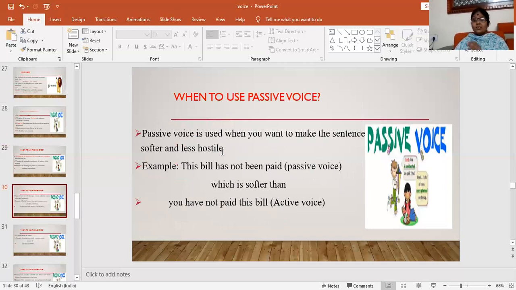Now, passive voice is also used when you want to make your sentence very soft. So look at this sentence. The bill has not been paid. I want to tell my son that the bill has not been paid. Now, this is in passive voice. In active voice, if I want to say, you have not paid the bill, sometimes this can offend the other person, right? So to make it softer, we will use the passive voice, where I'll say, beta, the bill has not been paid. So I'm using passive voice not to offend him. So sometimes to be a little softer in our tone, we can use passive voice, right?